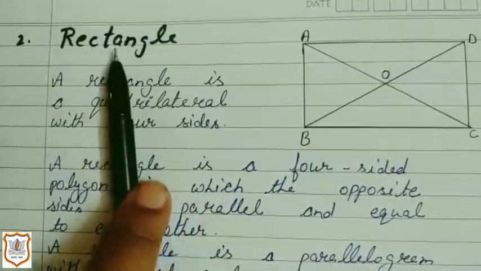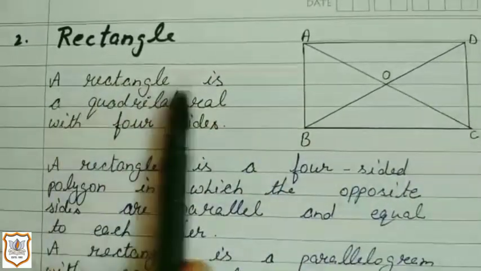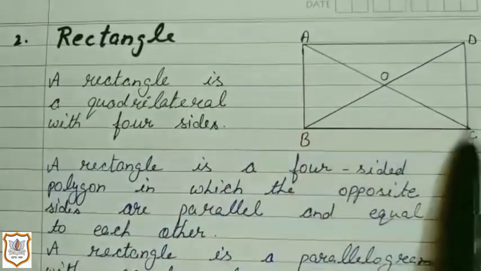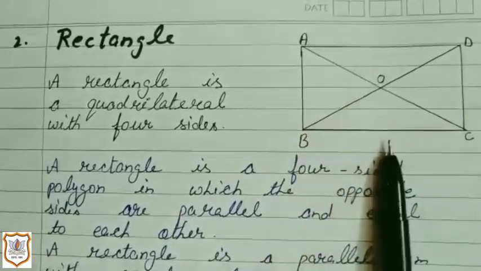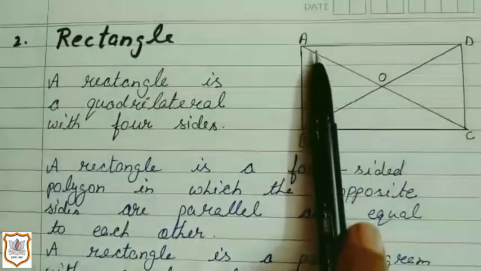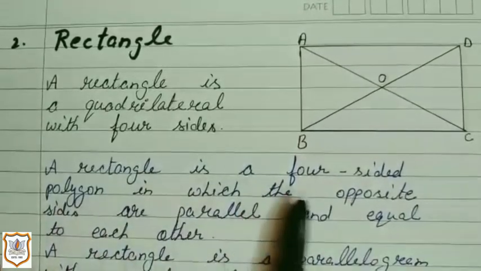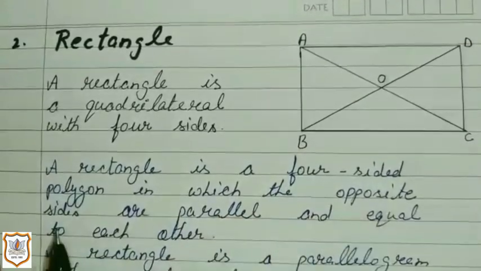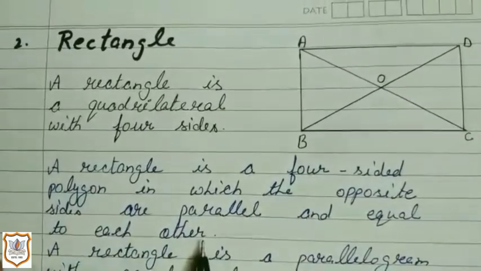Next, rectangle. As you know, what is a rectangle? A rectangle is a quadrilateral with 4 sides. So ABCD is a rectangle and in a rectangle opposite sides are equal. So AD equals BC and AB equals DC. A rectangle is a 4-sided polygon in which the opposite sides are parallel and equal to each other.